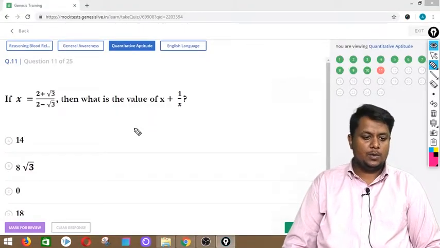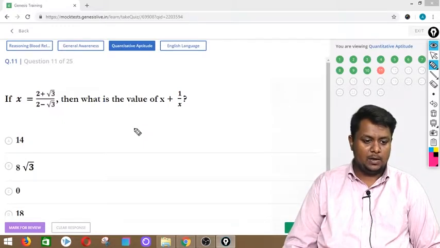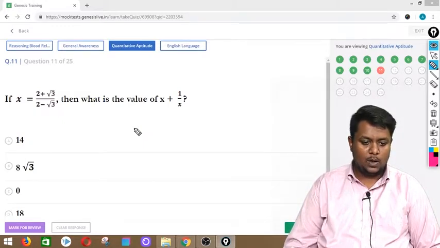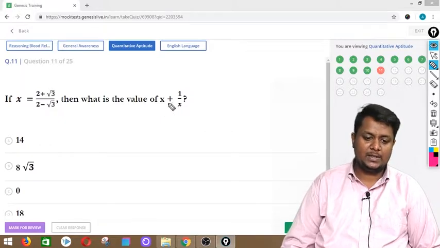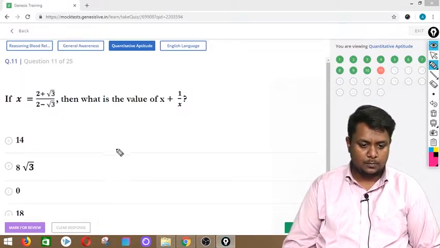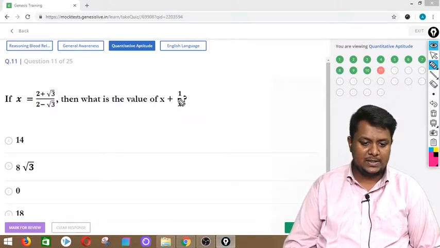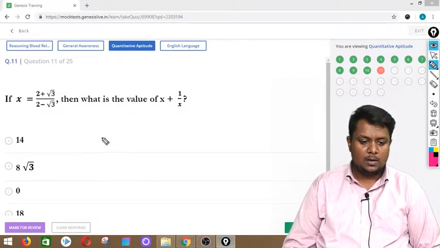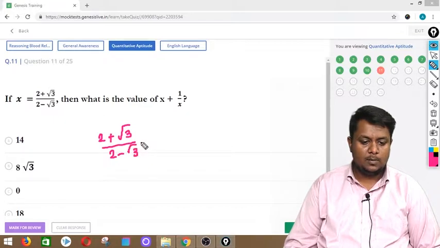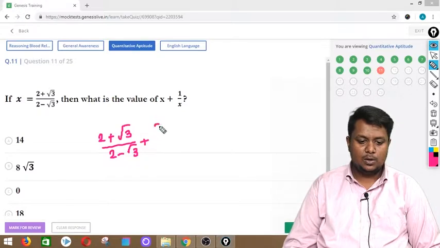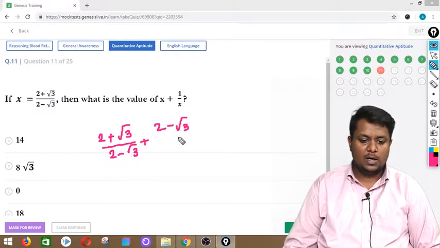If x is equal to (2 plus root 3) divided by (2 minus root 3), then what is the value of x plus 1 by x? Now, we simply have to substitute the value of x in these places. (2 plus root 3) divided by (2 minus root 3), plus 1 by x, which will be the reciprocal of x, so (2 minus root 3) divided by (2 plus root 3).